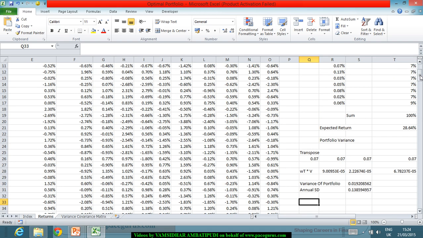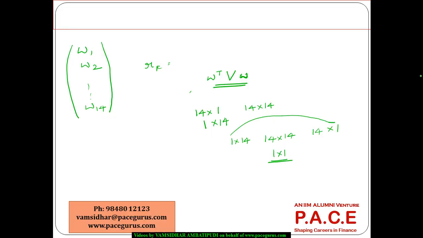Now comes the next question. Yes, I want to generate, let's say, a 30% return, or probably let's call it I want to generate a 20% return, which will have the least possible risk.